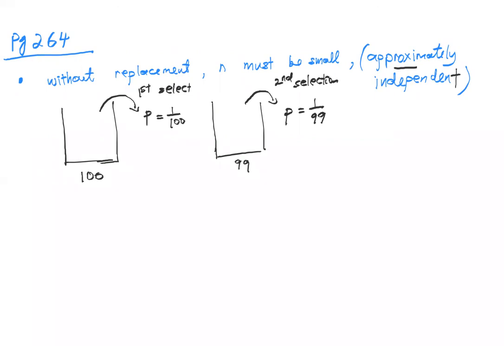So if you don't put a replacement, then you make sure the sample size must be small, so that the probability for the first selection and the probability for the second selection will be the same. Approximately. That's why they use this word approximately. Okay? So someone requested me to talk about the fourth bullet.